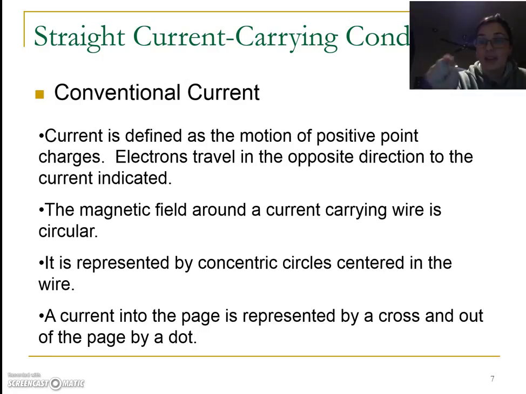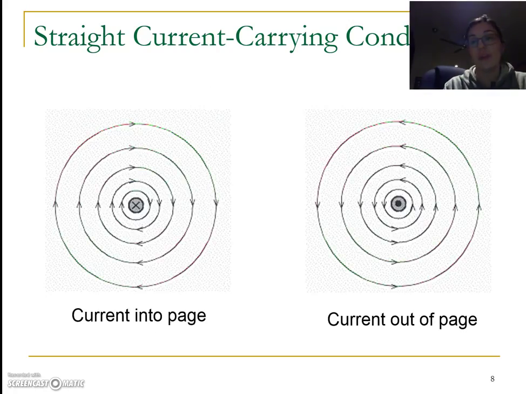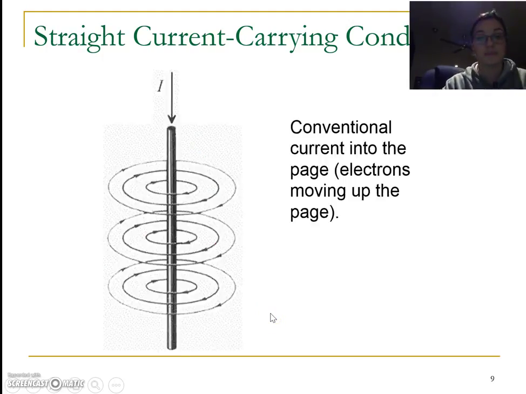And if the current's going into the page, all you would see would be the back of the arrow, or the little cross-shaped feathers. I hope that helps you remember. It works for me. It might not work for you, but a current going into the page is a cross, and out of the page is a dot. Here we have an example. So here we've got our arrow going into the page, so we can see the little feather part, and then we have a current coming out of the page, which is our dot or arrowhead coming at us.